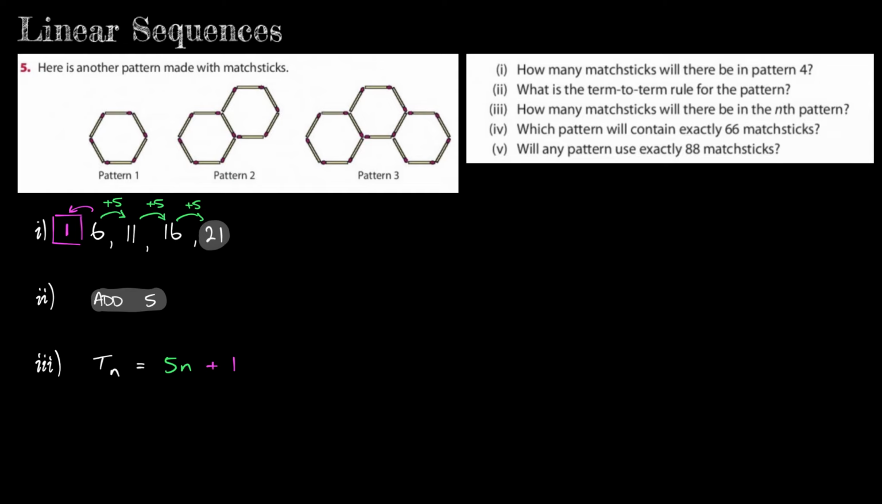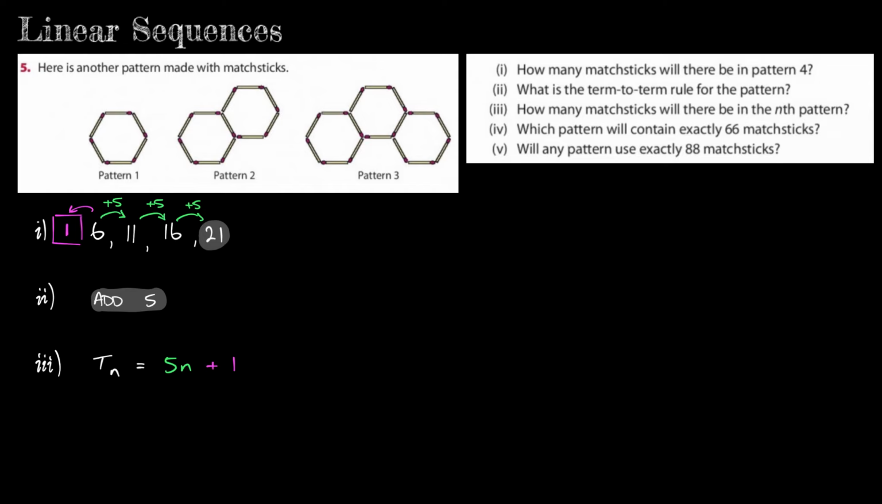Let's try it for 3. So if I put 3 in, 3 times 5 will give me 15. 15 plus 1 will give me 16. And I'll just try it for 4 as well, just to be sure. So 5 times 4 gives me 20, plus 1 gives me 21. So I can see that that works. So T of n is equal to 5n plus 1.